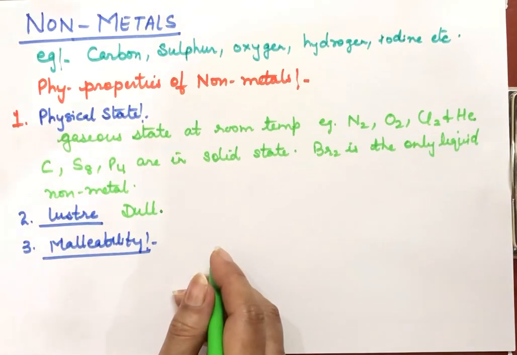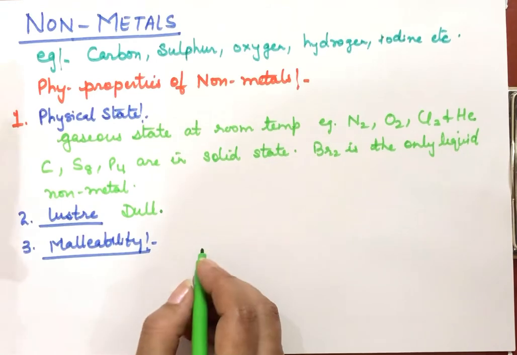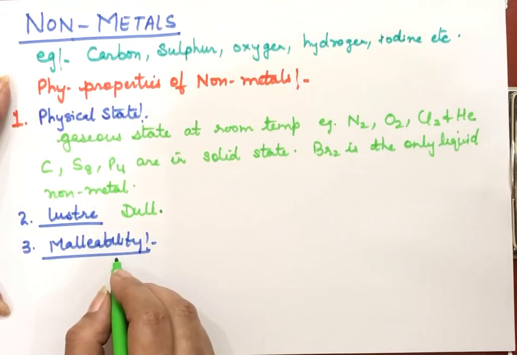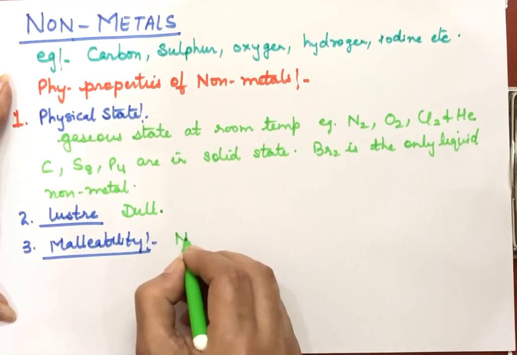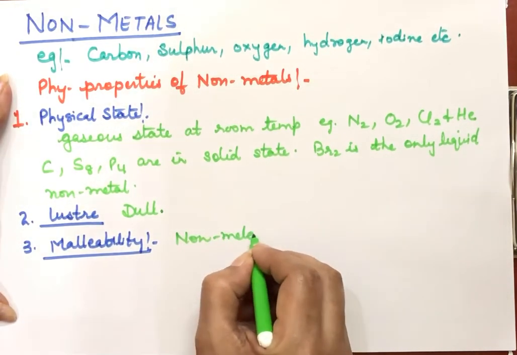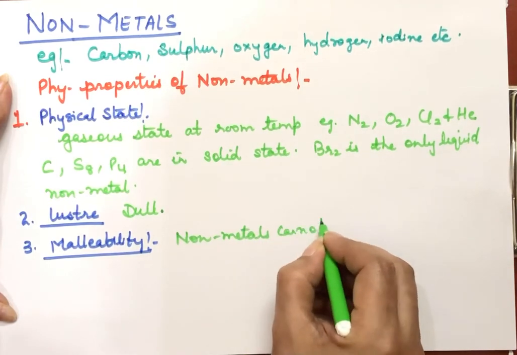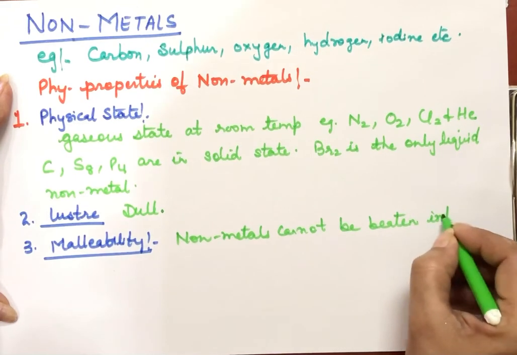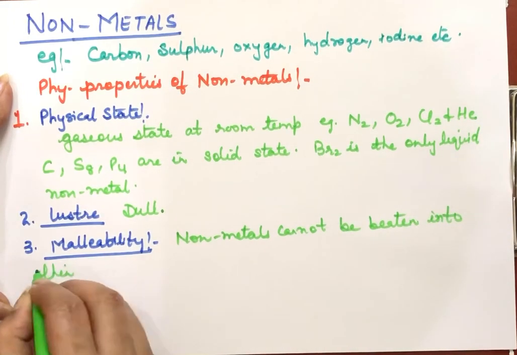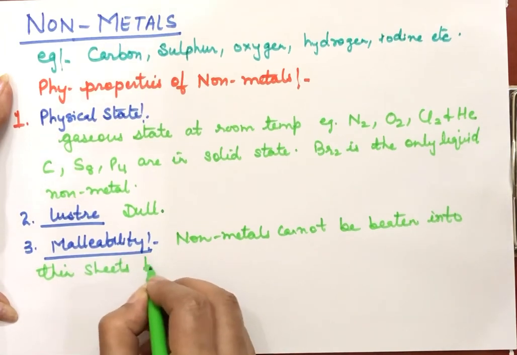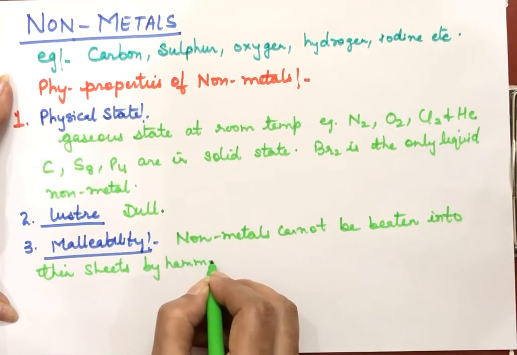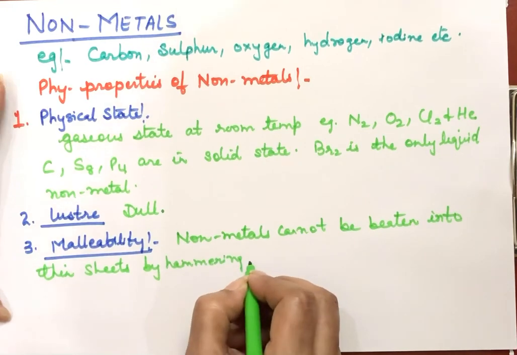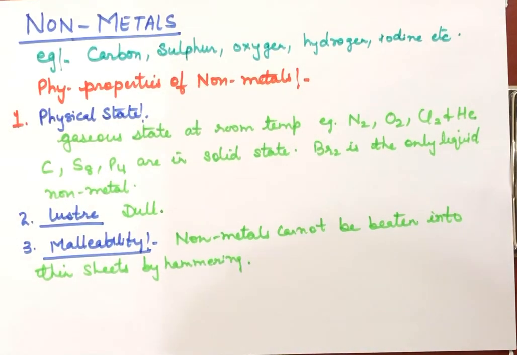Malleability means if we beat a non-metal, we cannot get thin sheets by hammering it. So there is no malleability in the case of non-metals. Malleability is the property of metals. Non-metals cannot be beaten into thin sheets by hammering. They will break into small pieces. So they are not malleable in nature.